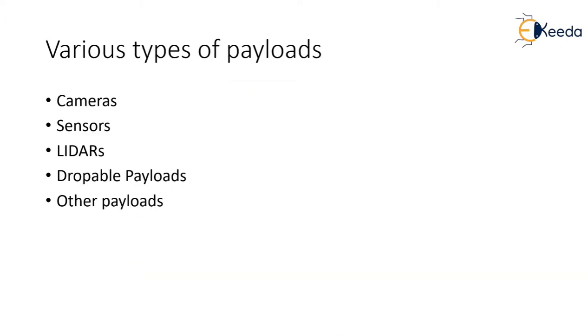There are various types of drone payloads that are currently being used. They are as follows: cameras, sensors, lidars, droppable payloads, and other payloads. The details of the payloads will be covered in a later lecture.